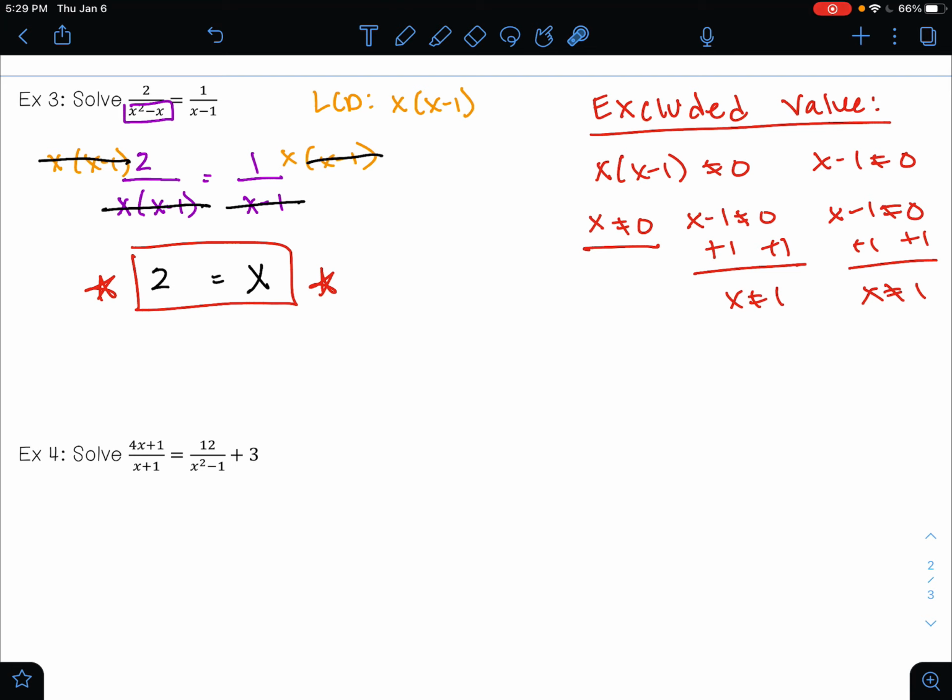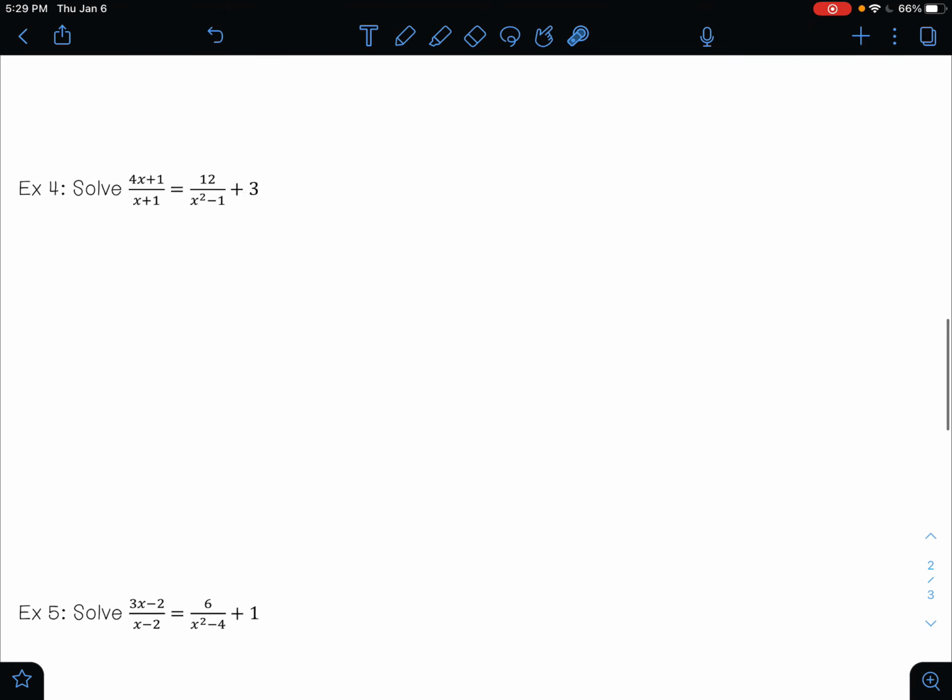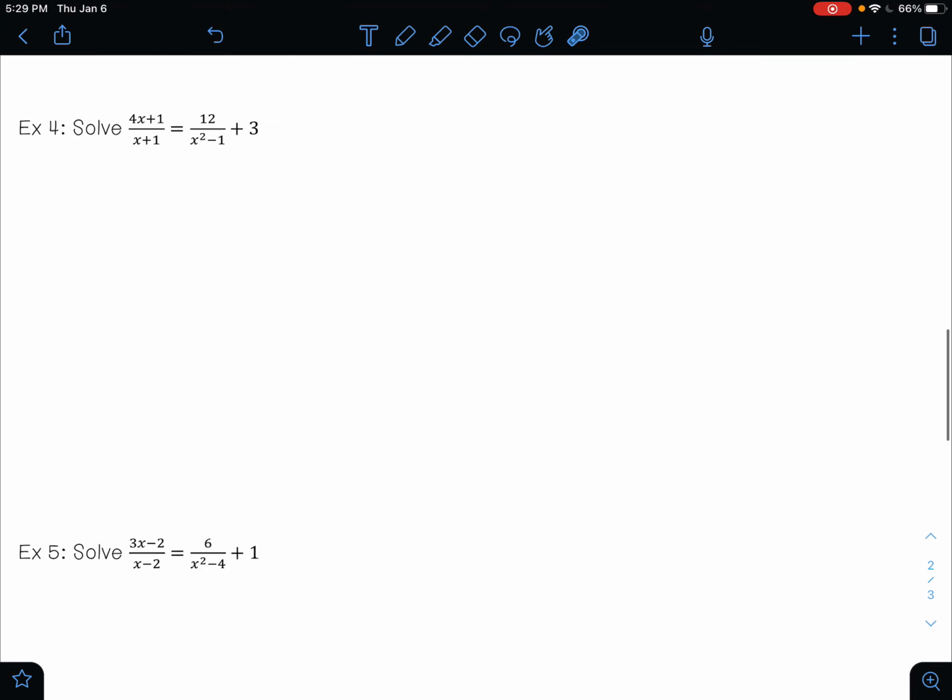Let's go ahead and look at example 4. Again, your very first step should always be to factor. There is nothing to factor in my first fraction, so I'm going to go ahead and bring that one down. In my second fraction, x squared minus 1 is a difference of 2 squares. That's going to be x plus 1 times x minus 1. And then 3 doesn't have anything to factor.